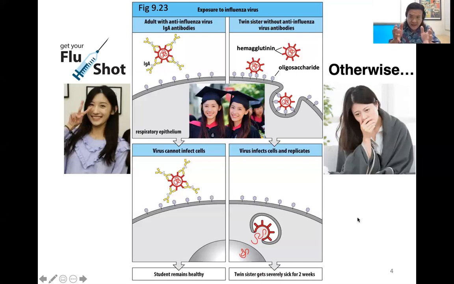So this case here involving a vaccine and the previous case of the brothers involving a sneezing, spitting cousin who gave them strep throat, right? They're both examples of actively acquired immunity.